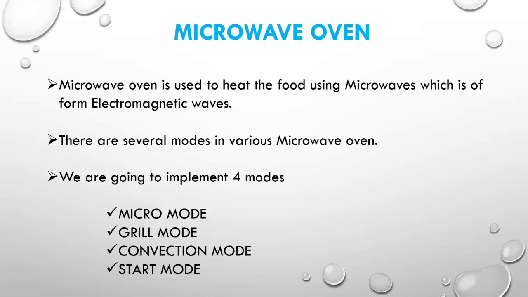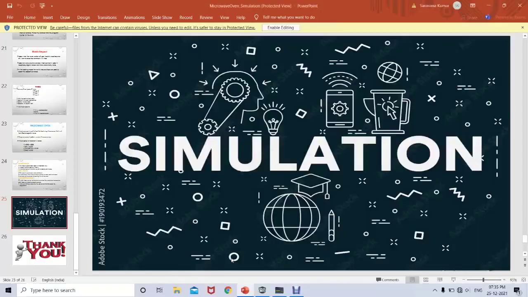Hello all, I am Pon Saravana Kumar, third year EEE, National Engineering College, Kovilpatti. Jagadish has completed the microwave oven peripherals. Now I am going to explain the simulation and working of the microwave oven using MPLAB and PicSimLab. Basically, a microwave oven is an electric oven that heats and cooks food by exposing it to electromagnetic radiation. We are going to implement four modes: micro mode, grill mode, convection mode and start mode. Let us simulate that.